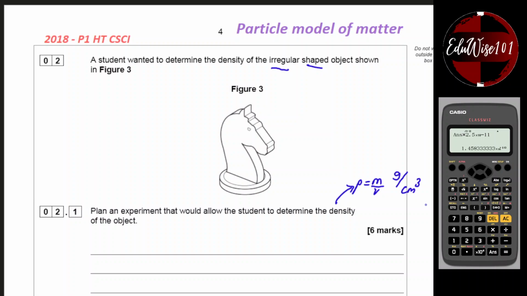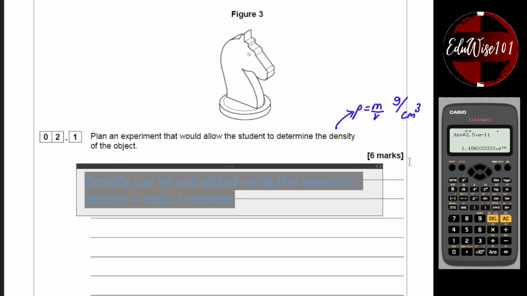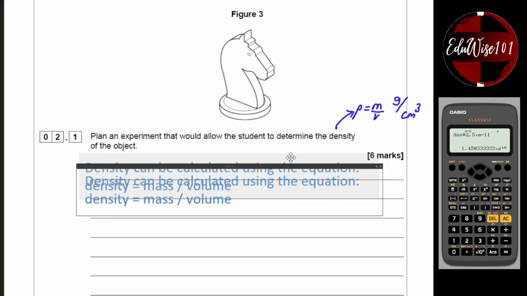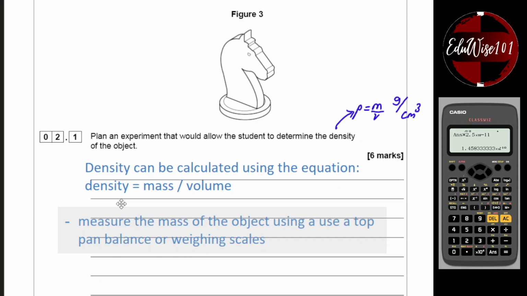So for the first point, I would write density can be calculated using the equation density equals mass divided by the volume. Let's start off with the equation first, and then we can describe how to measure the mass then.